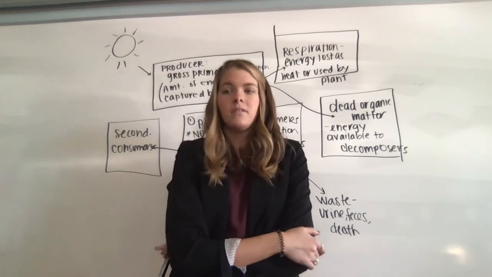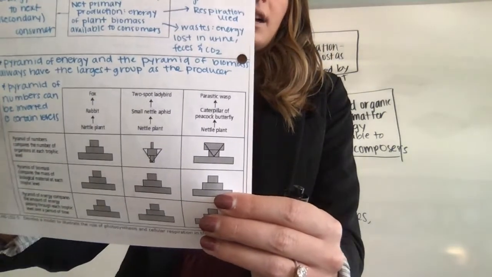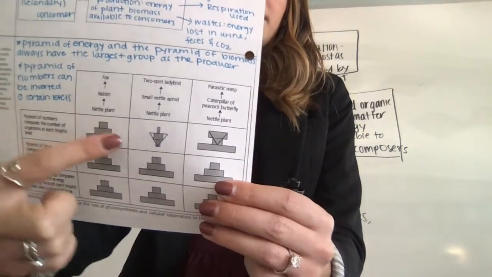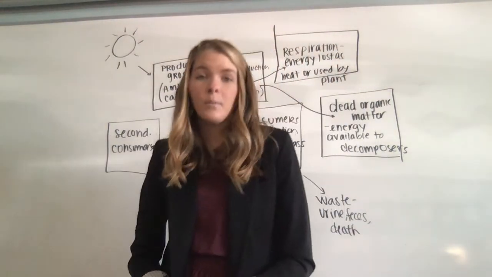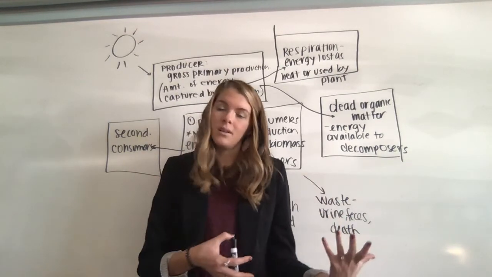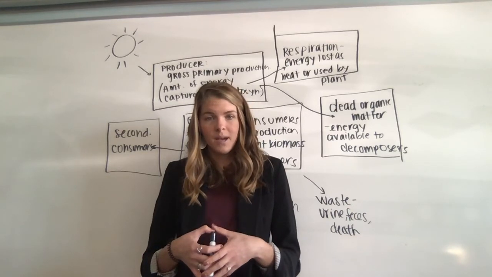However, the pyramid of numbers can be inverted. If we look at this first column, the pyramid of numbers, notice the second one is inverted. That can happen because producers don't always have the most by number of things. Sometimes there's more insects than a certain amount of animals. And it gives you some examples there to think about.